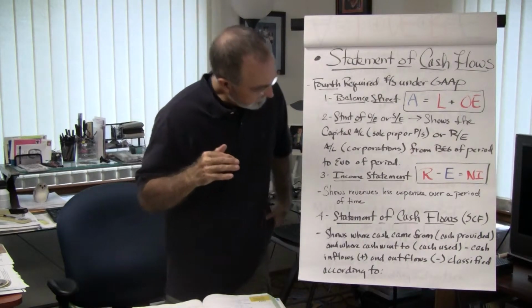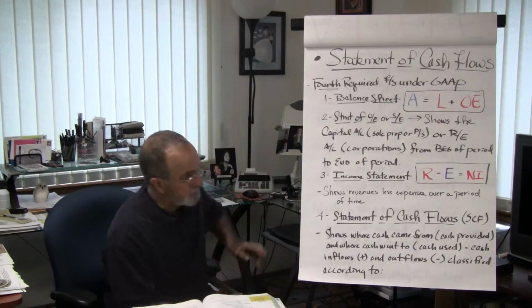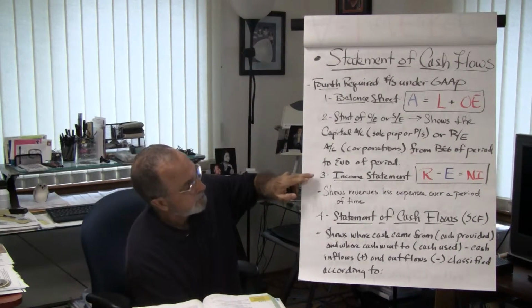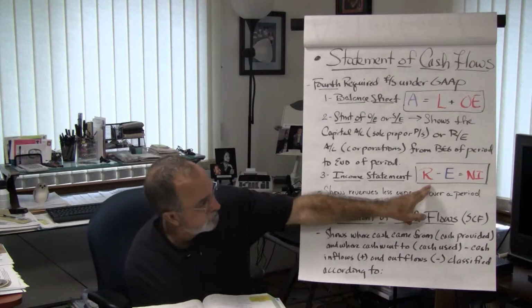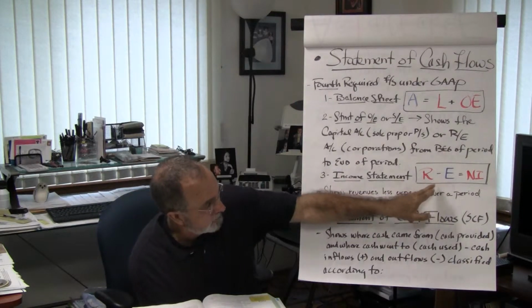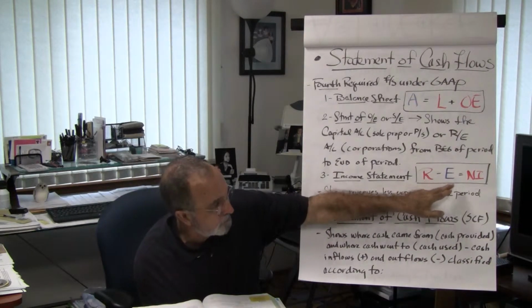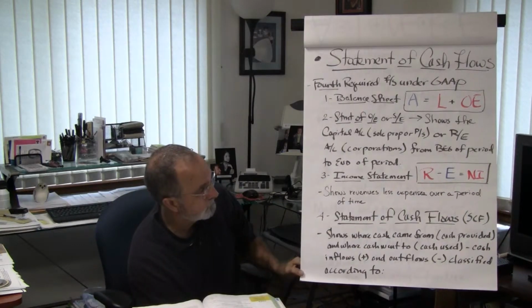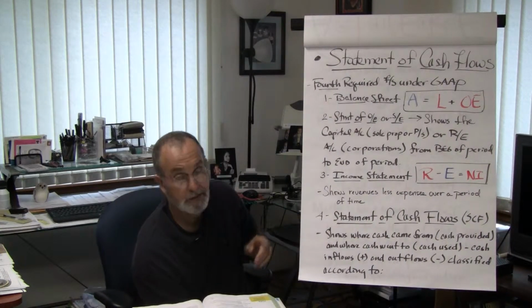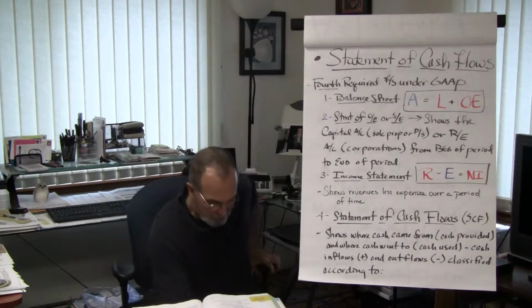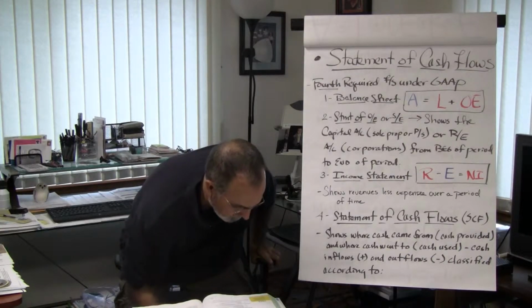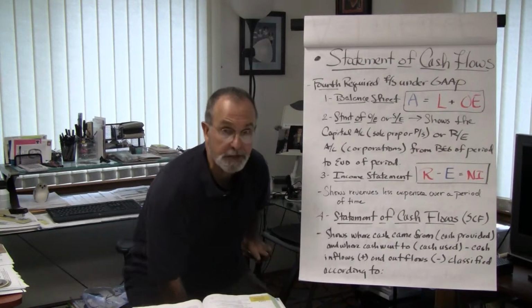The third financial statement would be the income statement. The income statement shows revenue, expense, and the difference between revenue and expense would be our net income. And finally, the topic of this chapter, the fourth required financial statement, is the statement of cash flows.